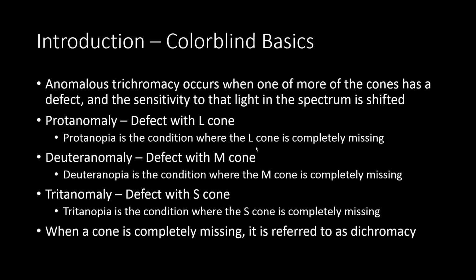Anomalous trichromacy occurs when one or more of the cones has a defect and the sensitivity to that part of the spectrum is shifted. There are three basic kinds of this. There's protanomaly, which is a defect with the L cone, deuteranomaly, which is a defect with the M cone, and tritanomaly, which is a defect with the S cone. Protanopia is a condition where the L cone is completely missing, deuteranopia is a condition where the M cone is completely missing, and tritanopia is a condition where the S cone is completely missing. When one of the cones is totally missing, it is called dichromacy, but when one has a defect and is present but does not work as well as it should, that is called anomalous trichromacy.